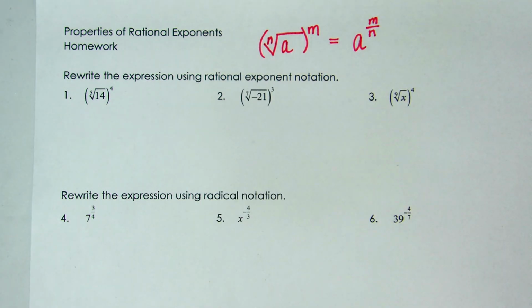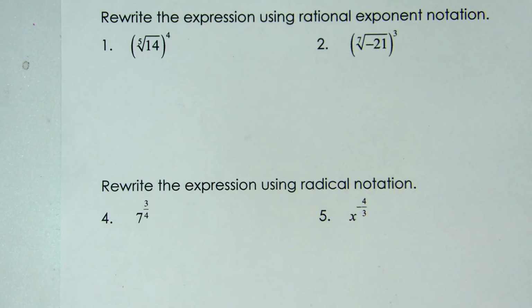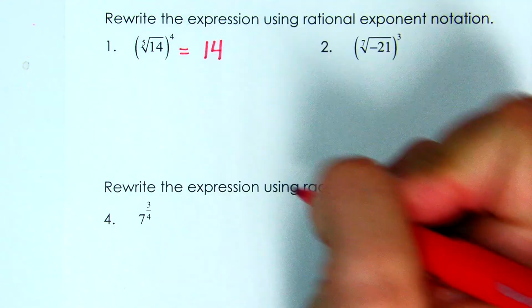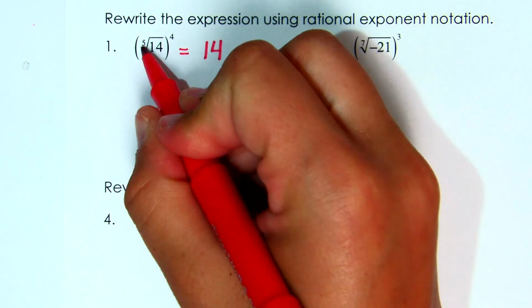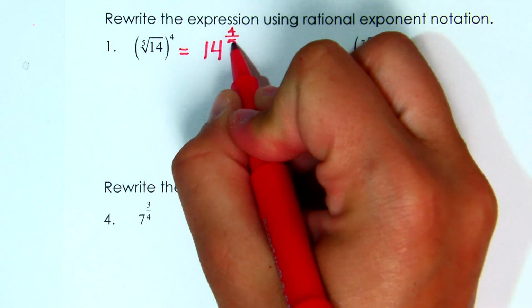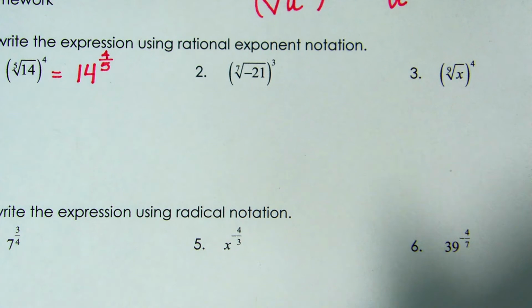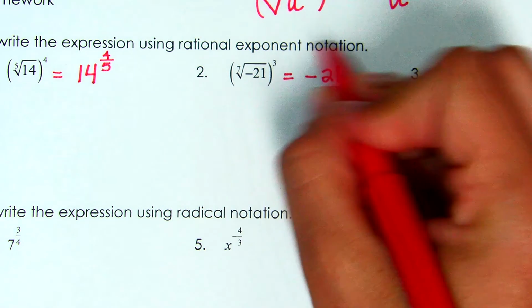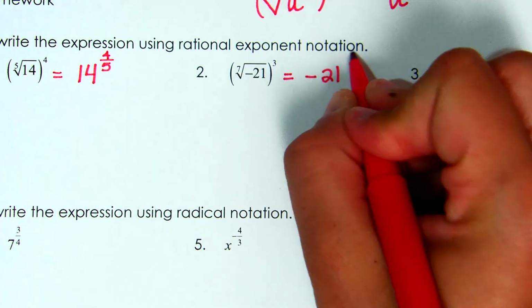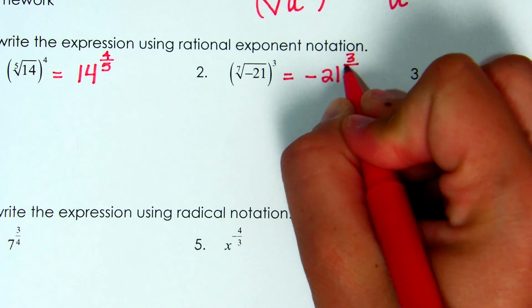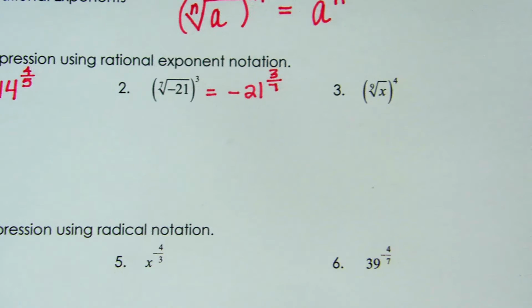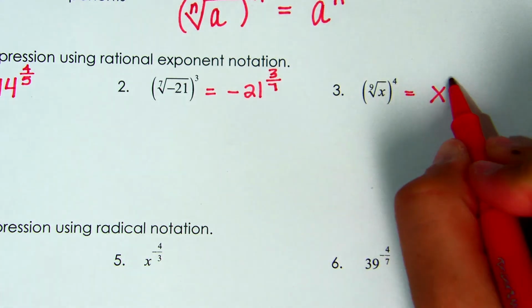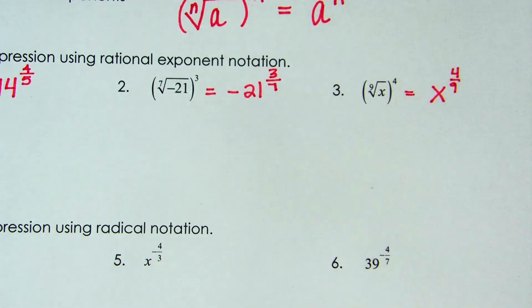Alright, so let's take a look here. The fifth root of 14 to the fourth power. So 14 is my big number, and then in the exponent, the root goes on the bottom. So 4 over 5. The next one, negative 21 is my big number. So 7 is the root, so it goes in the bottom. So negative 21 to the 3 over 7 power. Number 3, x is my big one. 9 goes on the bottom because it's the root, so x to the 4/9 power.